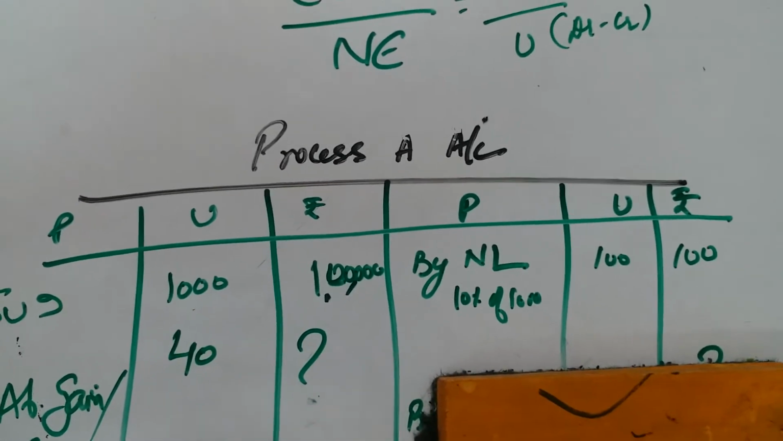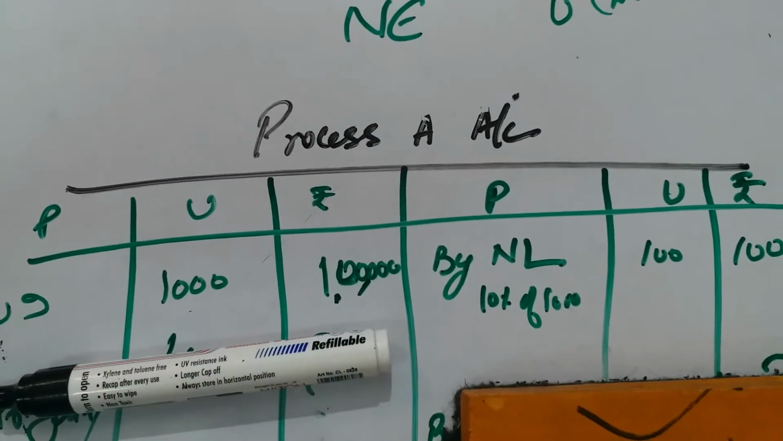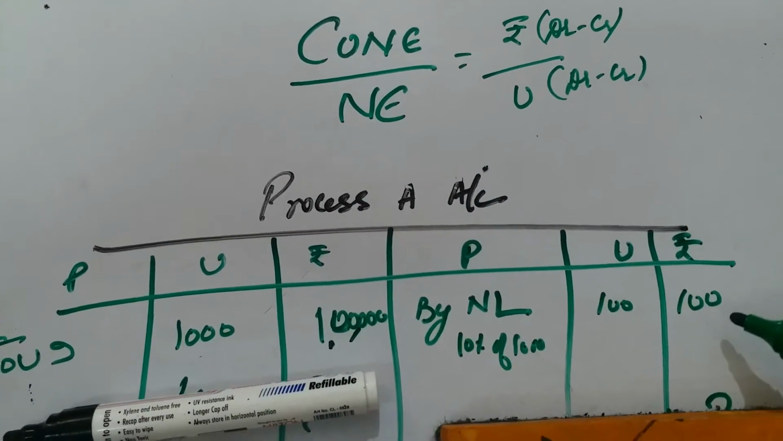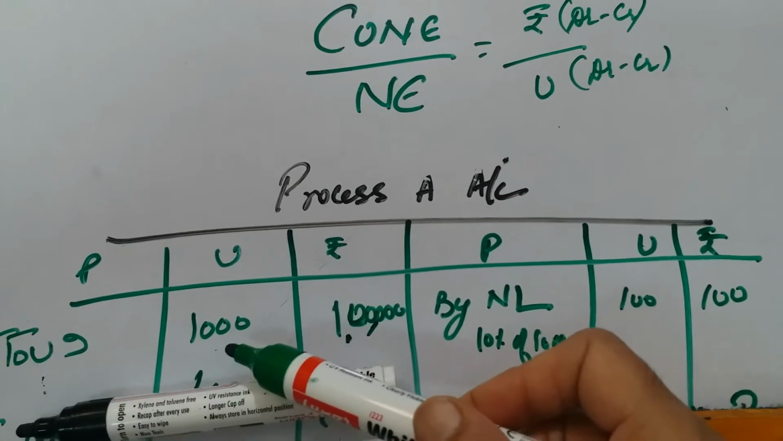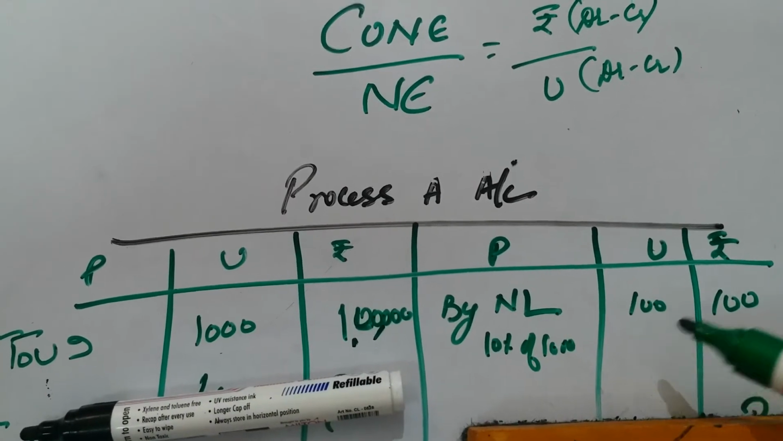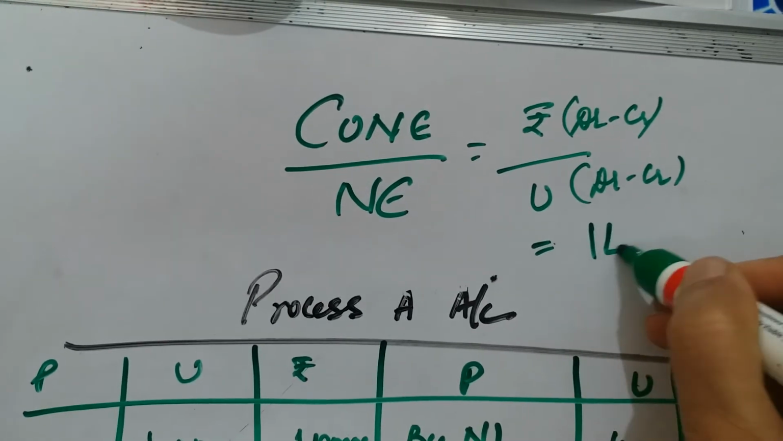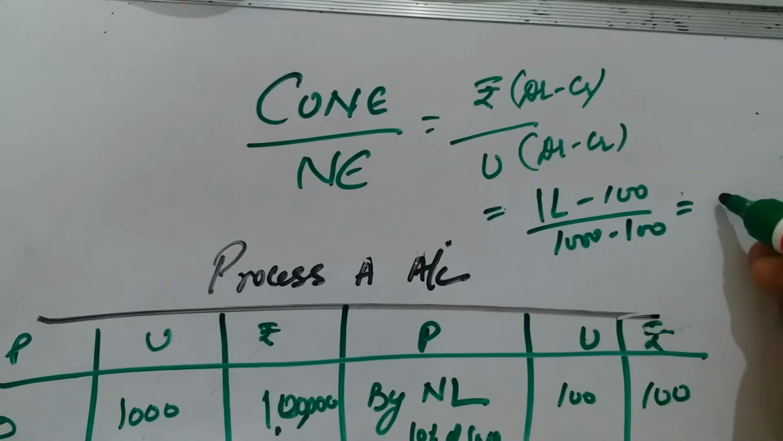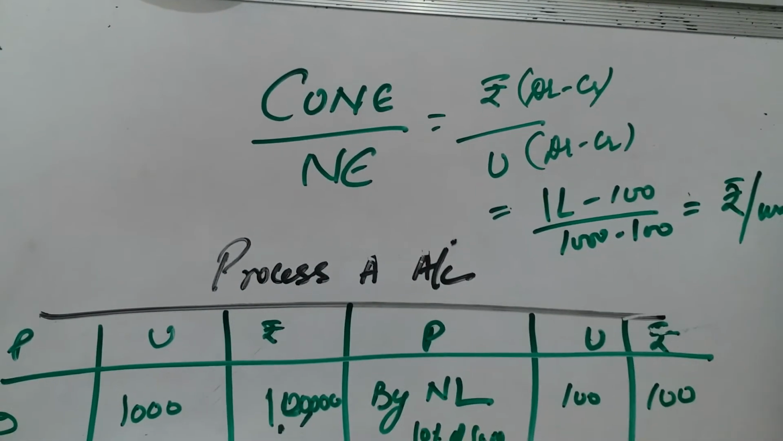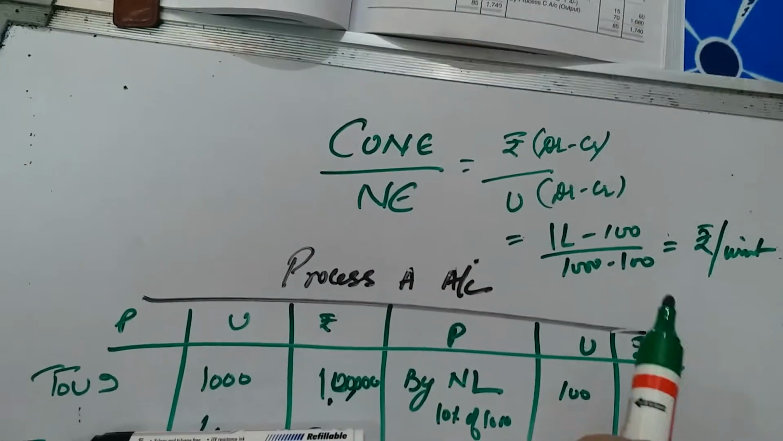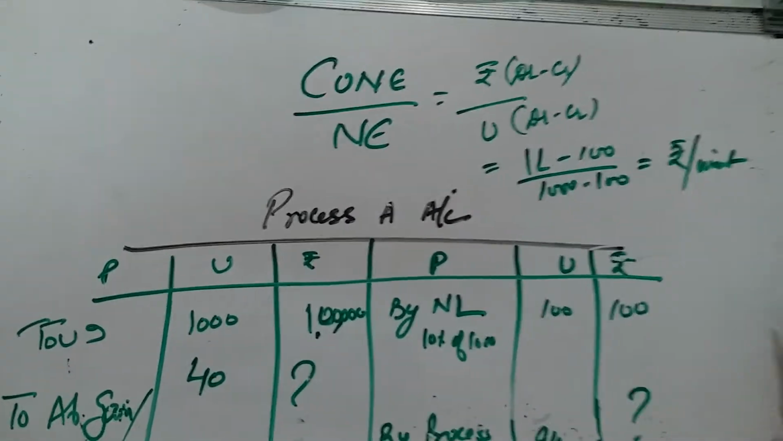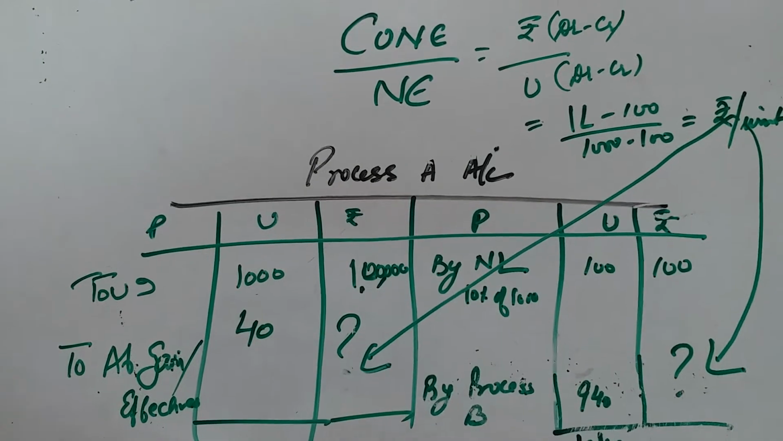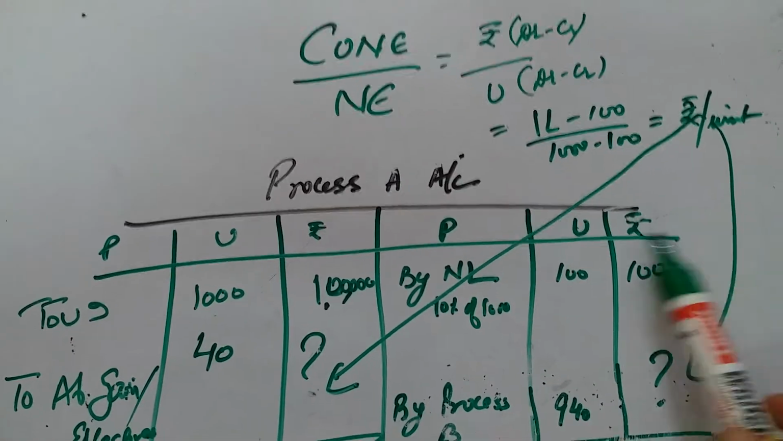Let me put one thing more over here. Now see what is available on the debit and credit, and then put it in the formula. In the rupee column, we have 1 lakh minus 100, and in the units column, we have 1000 minus 100. So it is going to be 1 lakh minus 100 divided by 1000 minus 100. When we solve it, whatever rate comes, that is the rate per unit. This is the valuation rate, and we will be valuing this also, and this also. We have to value both of these at this rate.